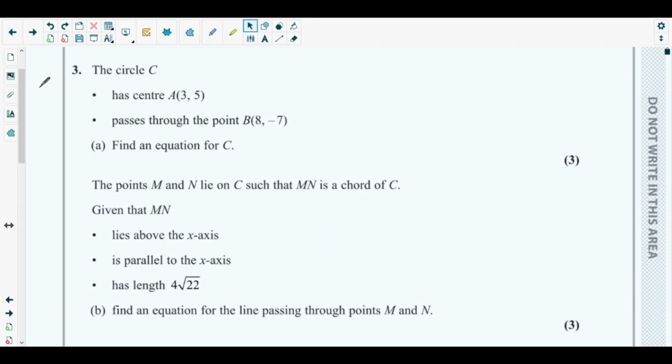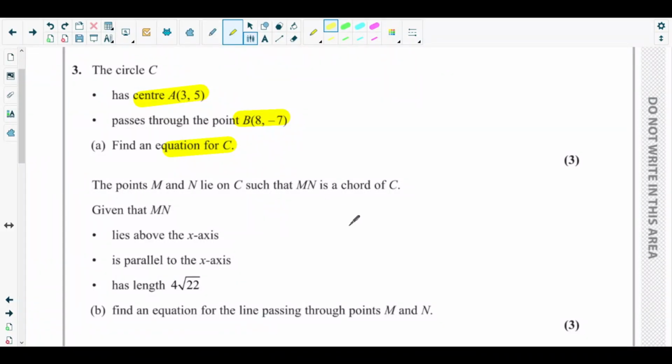In order to be able to solve this question, you should have a clear idea about the concepts from chapter number 2 of your P2 textbook. So let's see what question number 3 says here. The circle C has center with x coordinate 3, y coordinate 5, and passes through the point B, which has x coordinate 8, y coordinate -7. Find an equation for C.